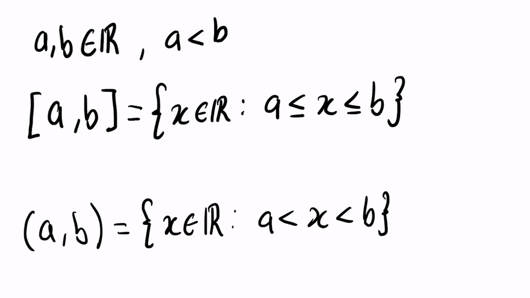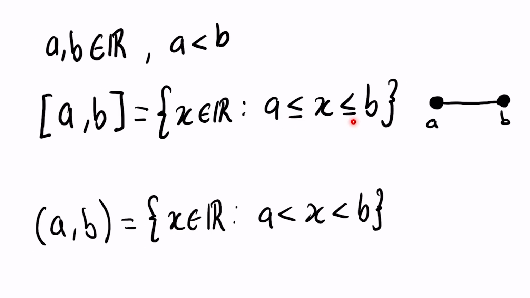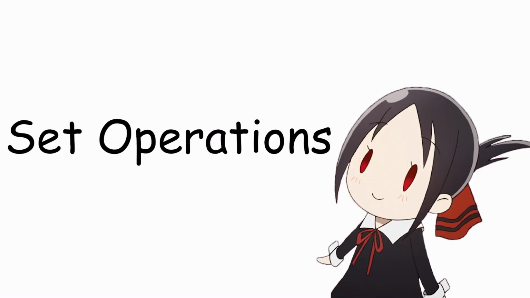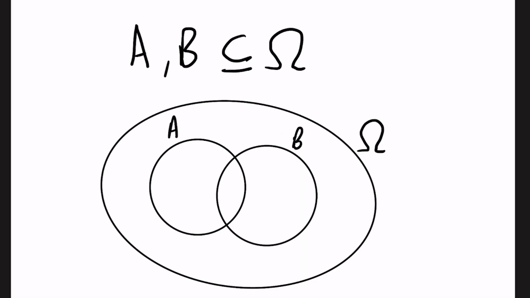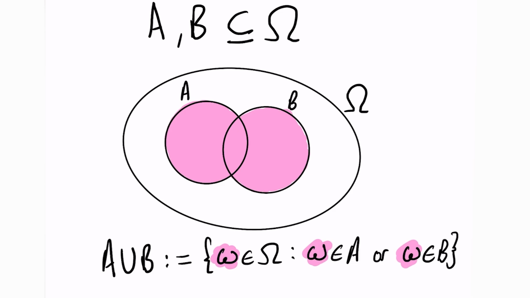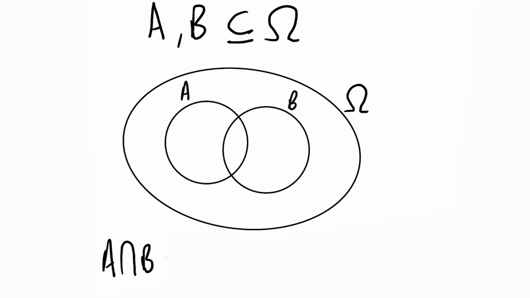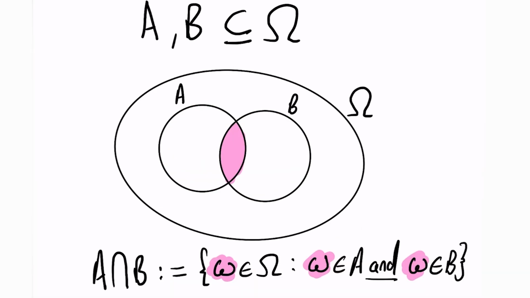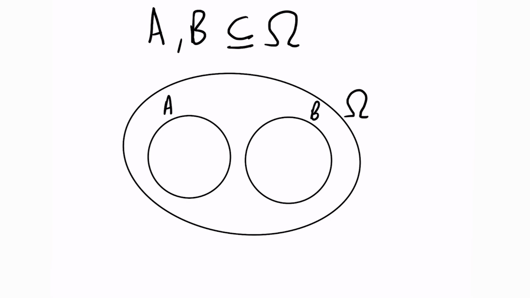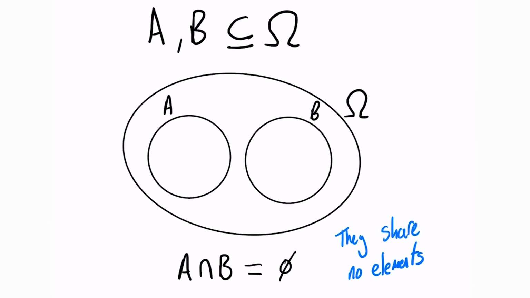Now this is the notation we use to show the intervals between a and b, but the square brackets include the endpoints, but the round brackets don't. Set operations. Let's say we have two sets, A and B, that are subsets of omega. A union B means it can be in A or in B. A intersection B means it has to be in A and in B. And if A and B have no overlap, then A intersect B is the empty set.